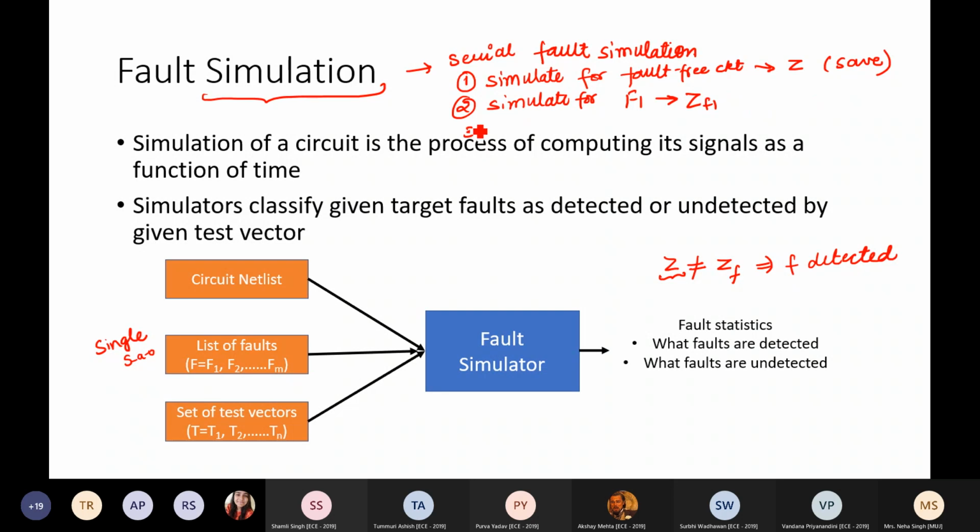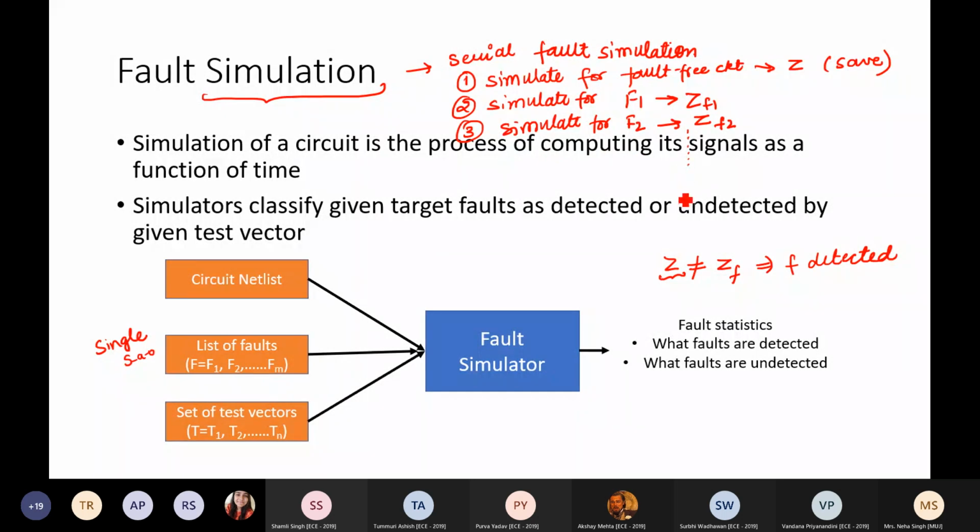Then we work for the second fault and we simulate the same circuit for fault F2. Try to find out ZF2. Compare ZF2 with Z. If the two are equal, it means F2 is not detected. But in any case, if ZF2 and Z are different, then we say that the fault F2 is detected. And the process goes on until I analyze for all the faults. Right? So I need to simulate the circuit again and again for each and every fault.